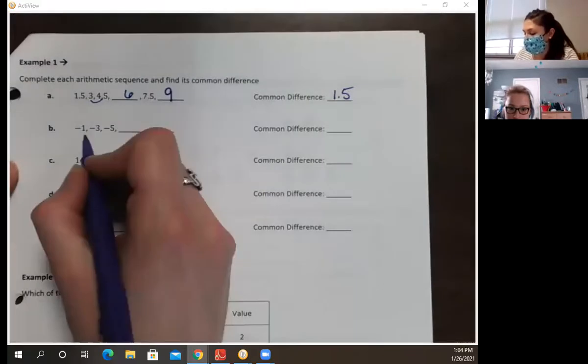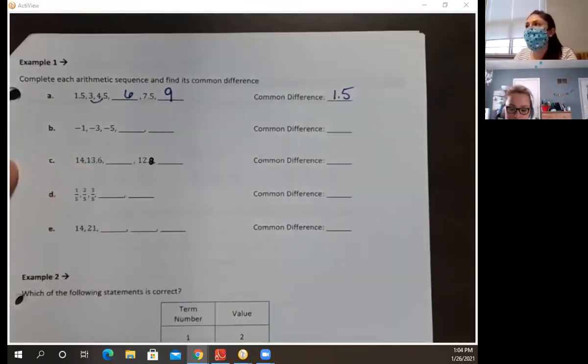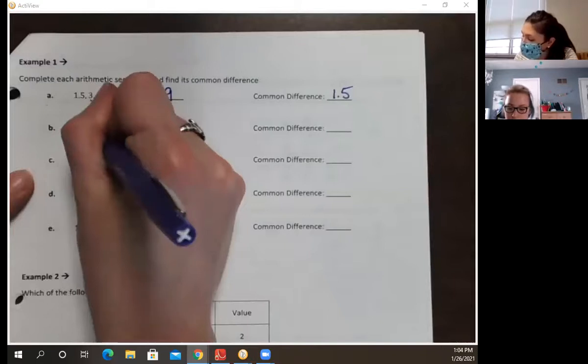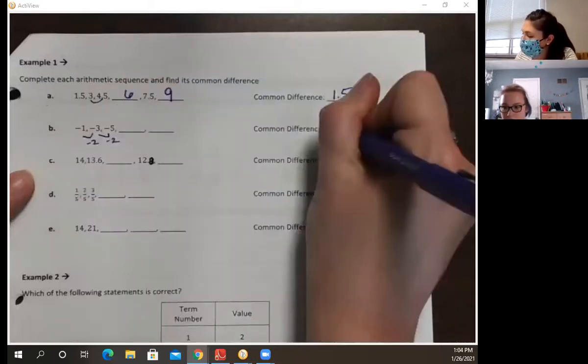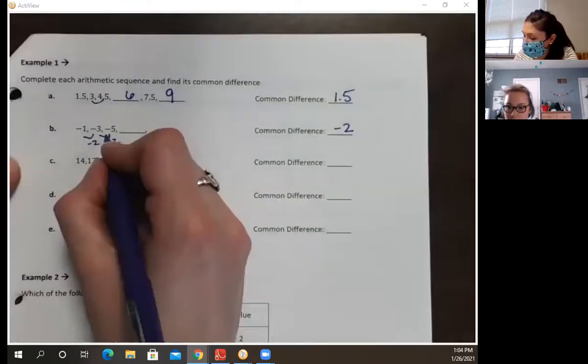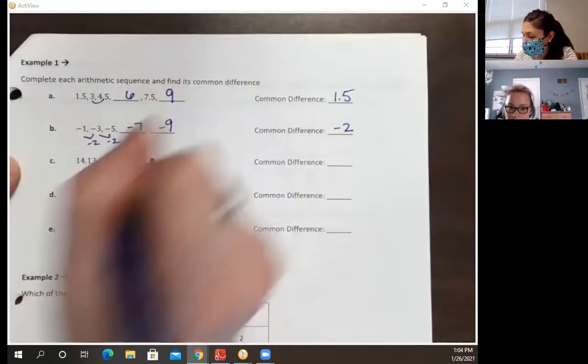For B, -1, -3, -5, what's our common difference here? -2. We're actually this time subtracting 2 each time. So I'm going to say that my common difference is -2. So -5 minus 2 would be -7. -7 minus 2 would be -9.